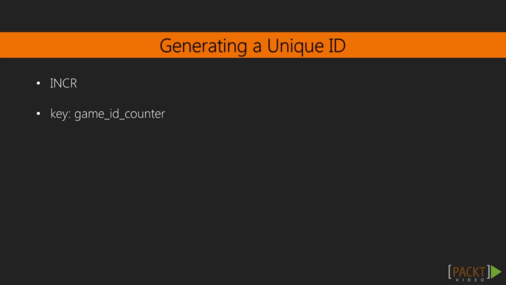So first, let's look at creating that unique ID. Remember when I mentioned the incr or increment command way back in section 3? Well, it's an atomic command that increments a value in the database and returns the next value. In other words, it's a counter. And a counter will work perfectly for a unique ID. Of course, we'll need a place to store this counter in Redis. So let's store it in the key game_ID_counter. So let's code it.